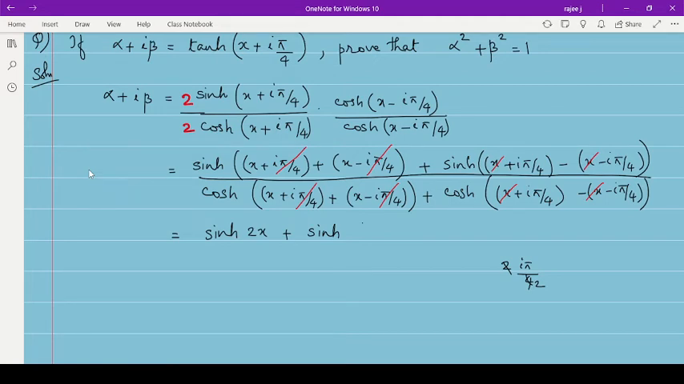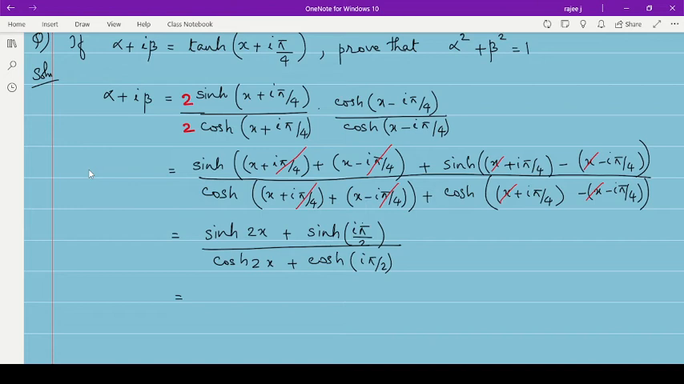Simplifying all that, then divided by, in the denominator, cos h of x plus x, which is 2x, plus cos h of i pi by 4 minus minus, plus will come. So cos h of 2 times i pi by 4, and that you will get like this, that is cos h i pi by 2.